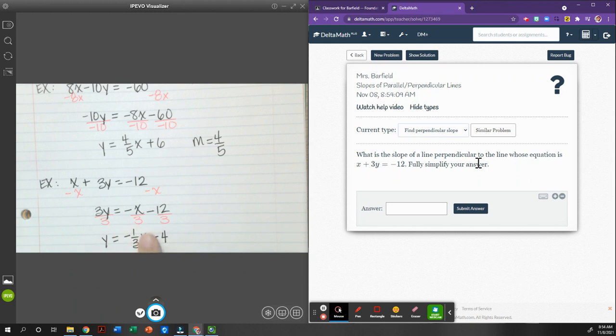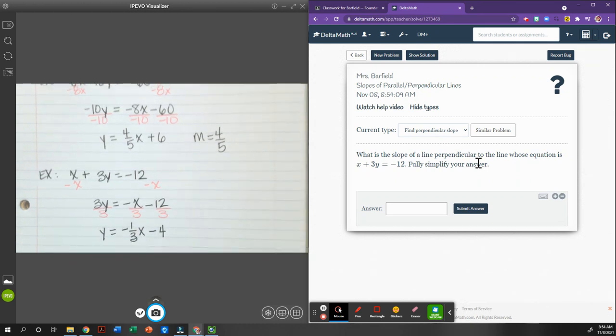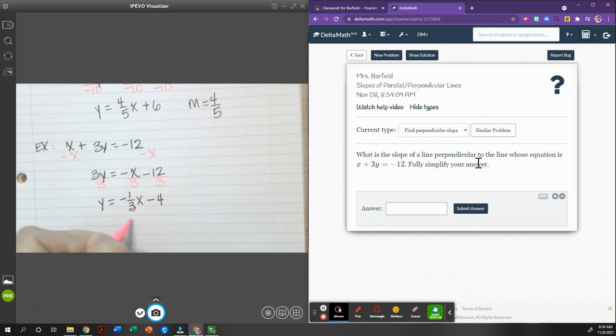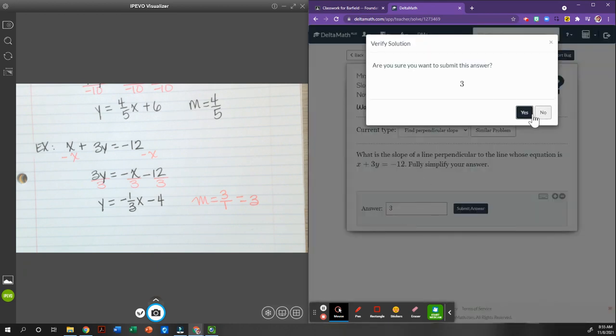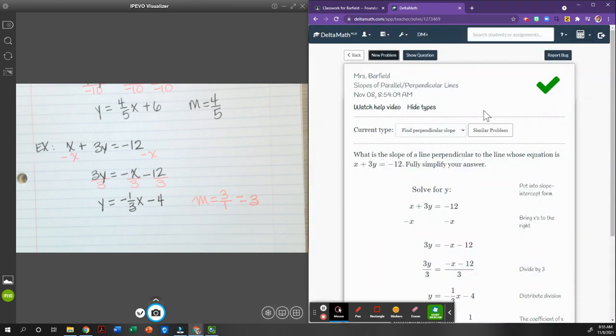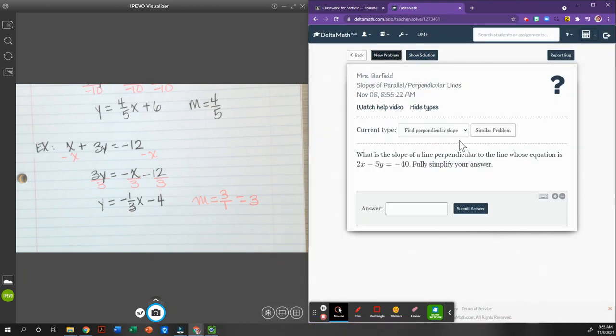Okay, so now what would be the perpendicular slope for negative 1/3? All right, so m equals, because it's negative, the new slope is positive. 1/3, I would flip it over to 3 over 1, but that's honestly just 3. So I would type in 3, submit my answer, and there's my green check. All right, let's try another one. Okay, so it's the same idea.